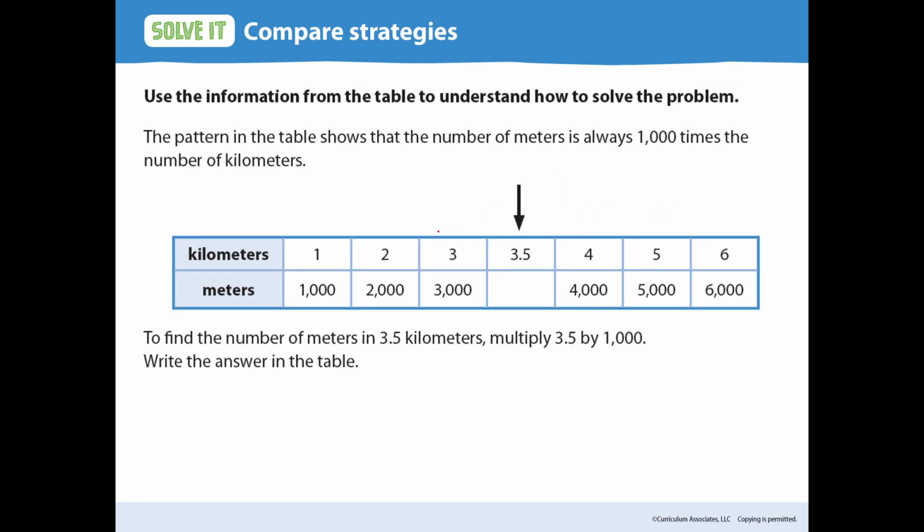The pattern in the table shows that the number of meters is always 1,000 times the number of kilometers. We can multiply the number of kilometers by 1,000 to find the number of meters. So to find the number of meters in 3.5 kilometers, multiply 3.5 by 1,000 and write the answer in the table. And so that's exactly what we did. Multiply by 1,000. That's going to move that decimal 3 places, and that's where we get our 3,500.